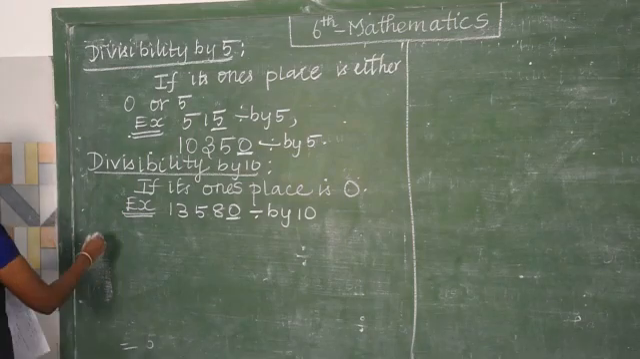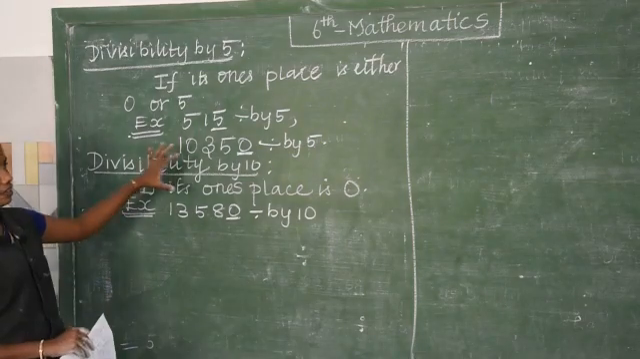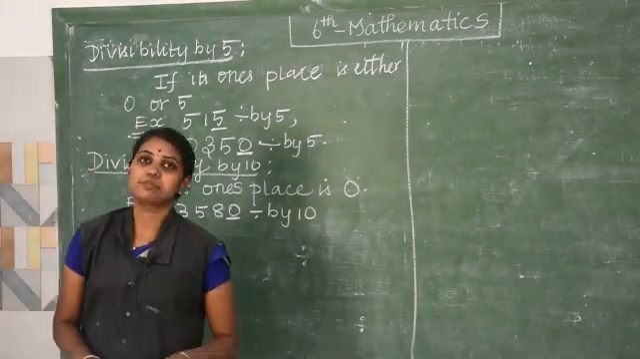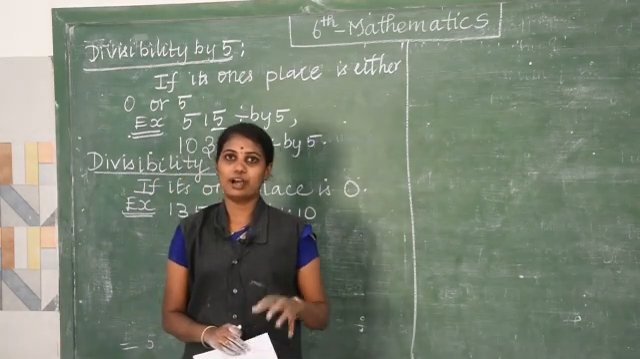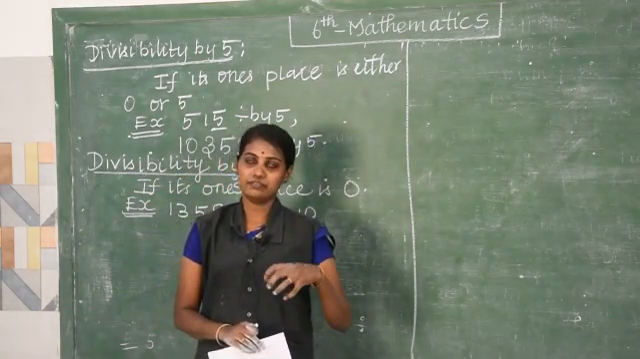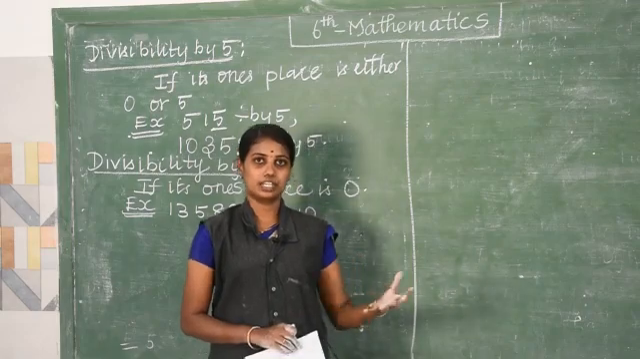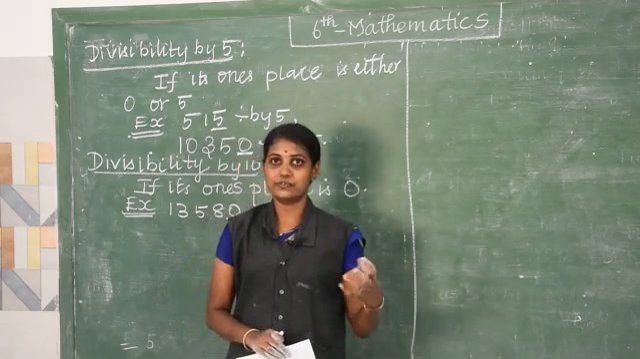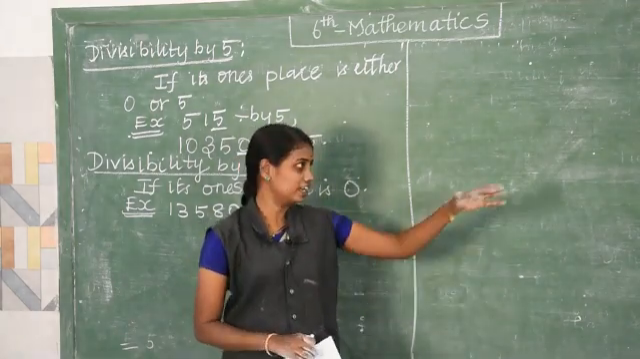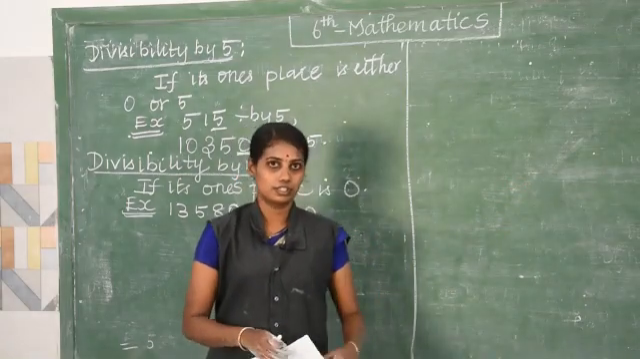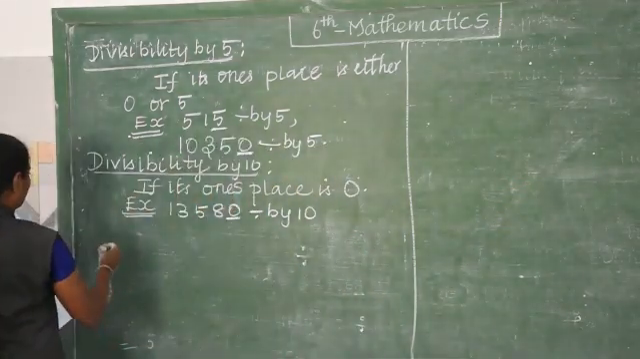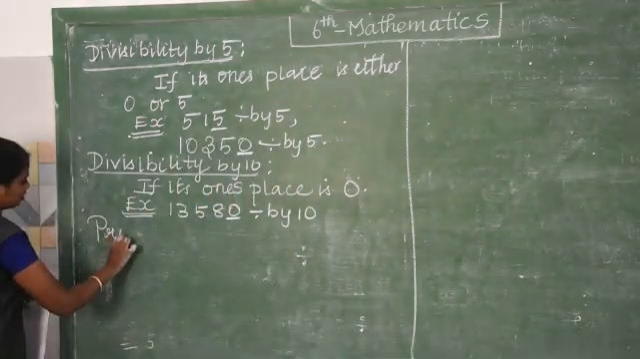Next, the divisibility rules are over. The divisibility rules are very, very important to identify which table it will come in, 2 table or 3 table or 5 table, which is mostly used, so we learn the rules. Now we are going to see the prime factorization.